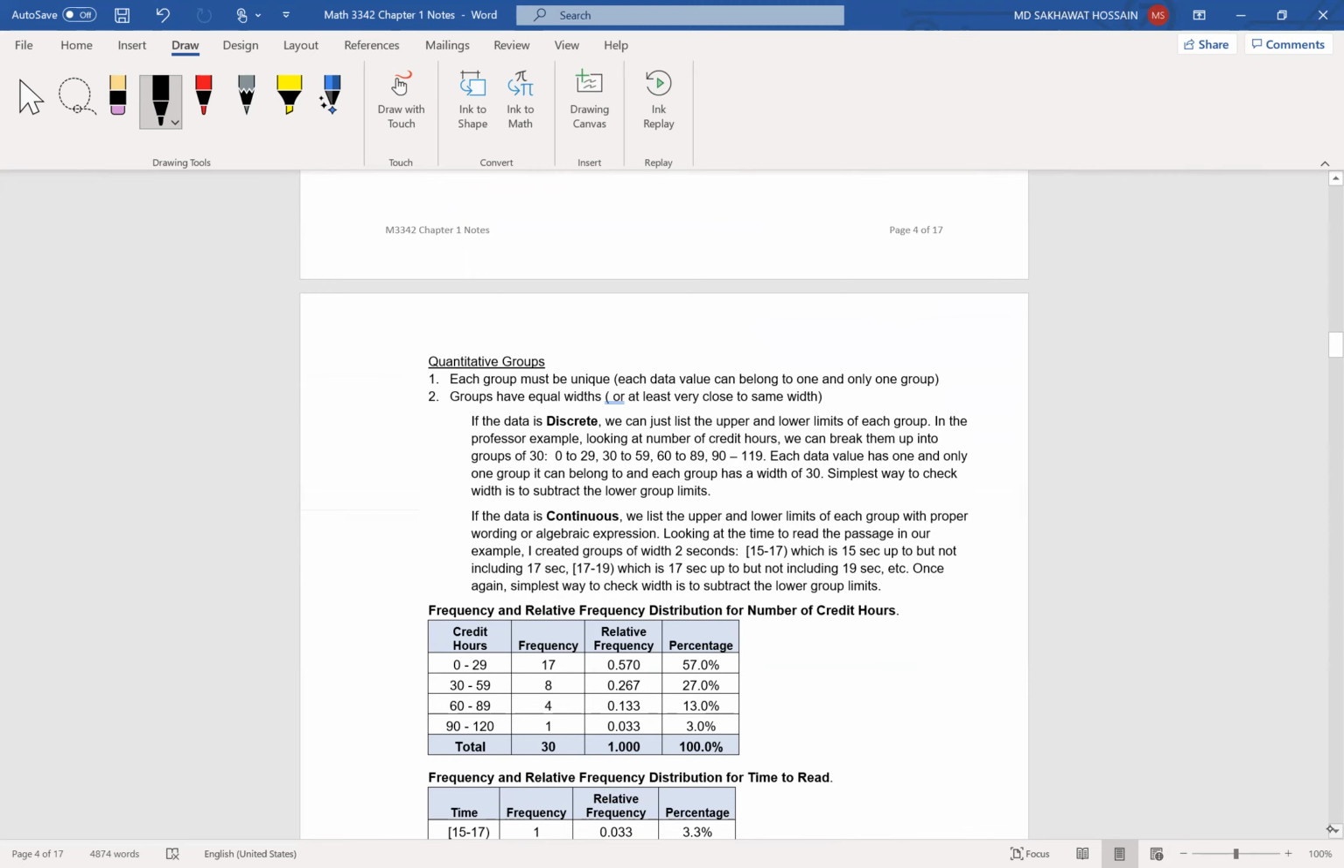Okay, so these are the corresponding frequencies. For the first group, 0 to 29 credit hours, the frequency is 17. And for this one, the frequency is 8. Similarly, we can calculate the relative frequency. The total frequency is 30, so 17 divided by 30 is 0.57. This is the relative frequency for this group. And the total of the relative frequencies will always be 1.